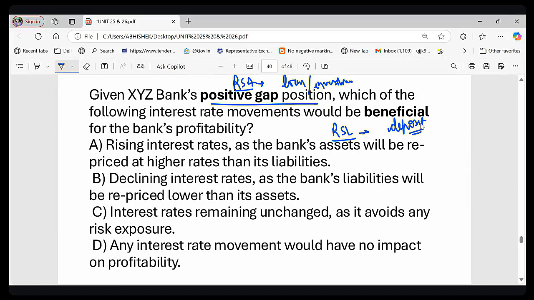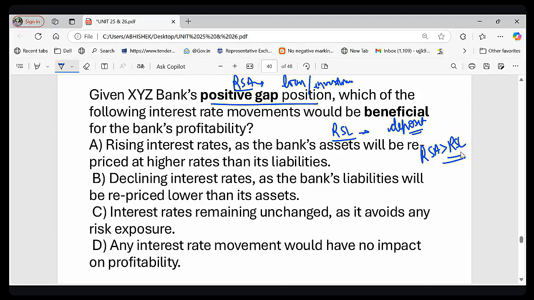So this positive gap means what? This RSA is greater than RSL, right? Rate sensitive asset is larger than the rate sensitive liability. That means more earning asset than interest bearing liability. But what happened? Due to unexpected maturity mismatch, the bank is facing short-term liquidity.